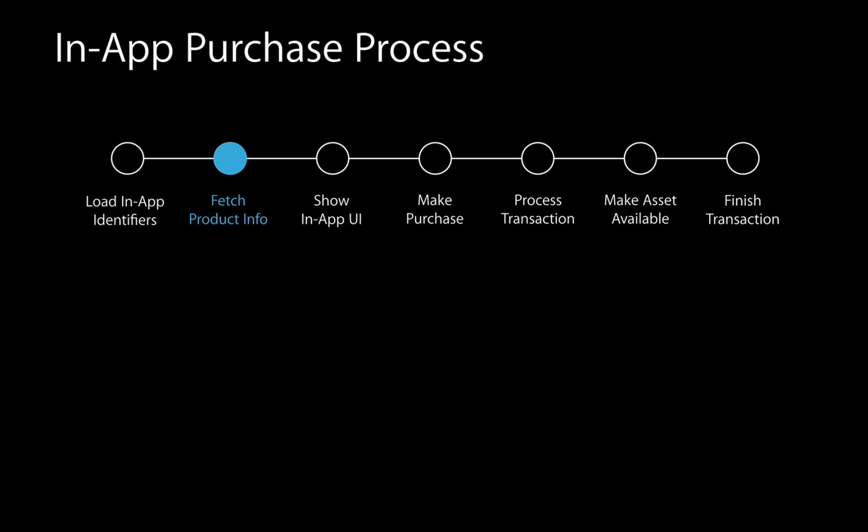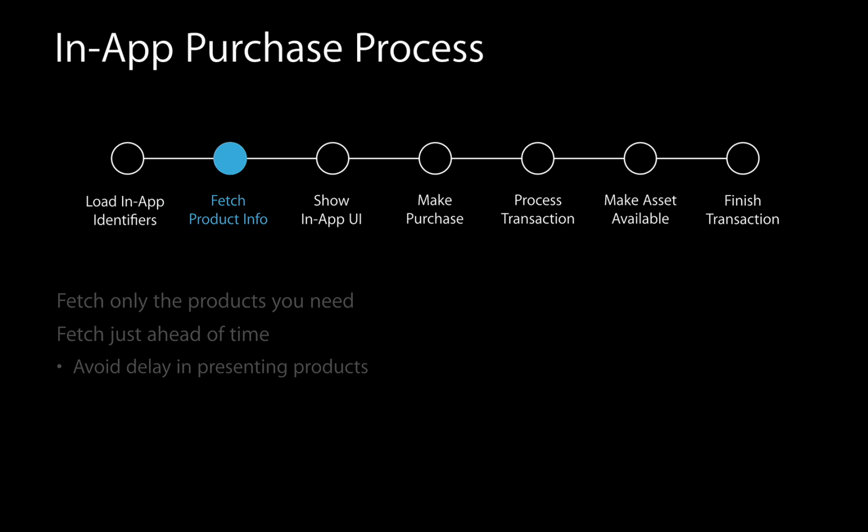Likewise, the same applies when you go and fetch that product information, the localized product information from the App Store. Fetch only the products you need. Sure, a lot of you have got tens and tens, maybe even hundreds of in-app purchase identifiers in your app, but you're probably only going to offer 3, 4, 5, maybe 6 items to the user at any one point in time. And because this involves a round trip to the App Store and network, you only want to fetch just the products you need so that this happens as quickly as possible.